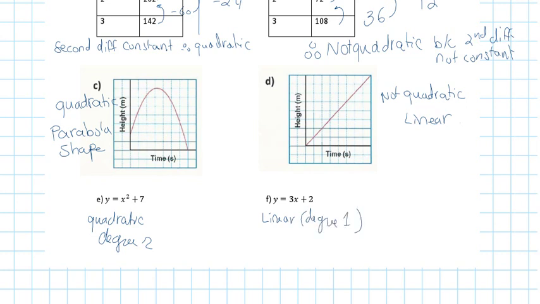Okay, so table of values: first, second difference. Graph: you're going to look for the parabola. And for the equation, you're looking at your degree to figure out what type of function. Are we good with that? Easy? All right.